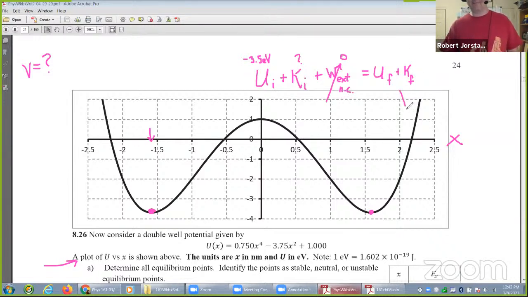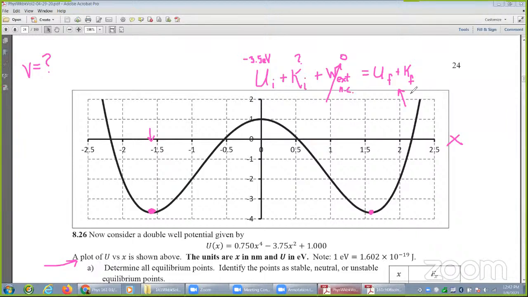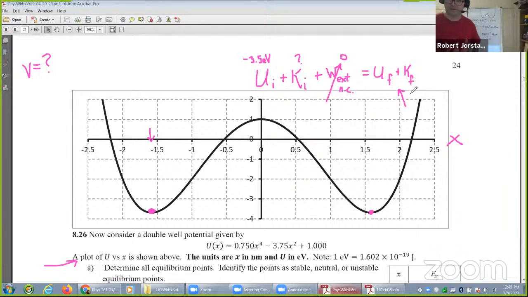What the heck do I put in for U final and K final? What's your gut tell you? I want to get from the initial spot on the left well over to the right well. Well, U final will have to be the same as U initial, right? No, that's weird. Well, okay, once it gets over there, yes, you are right that once it gets to this position right here, it would have the same potential, but that doesn't help me figure out how much energy I need.